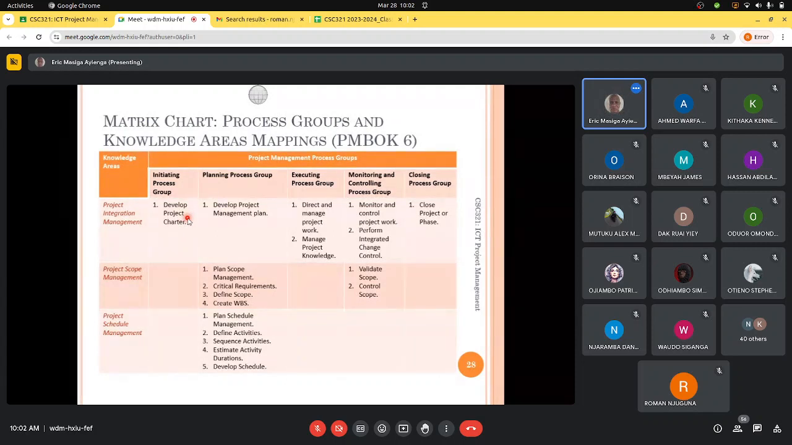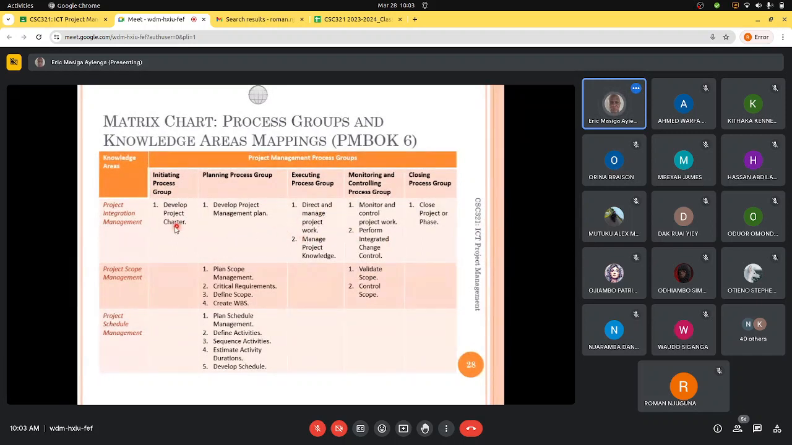During the integration, the planning process group will develop the project management plan. The executing process group will direct and manage project work and manage project knowledge. The monitoring and controlling process group will monitor and control project work and perform integrated change control. And the closing process group will close the project. Now, remember, project integration management is at the beginning of the project. So at the beginning, all these groups have to be together.